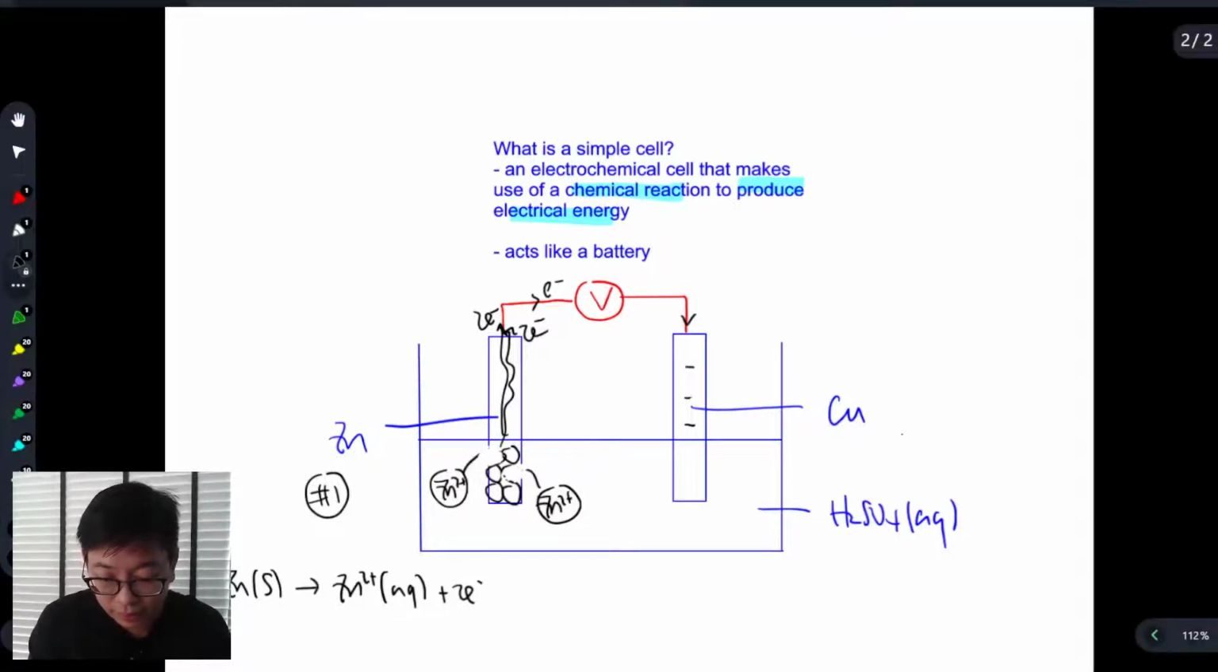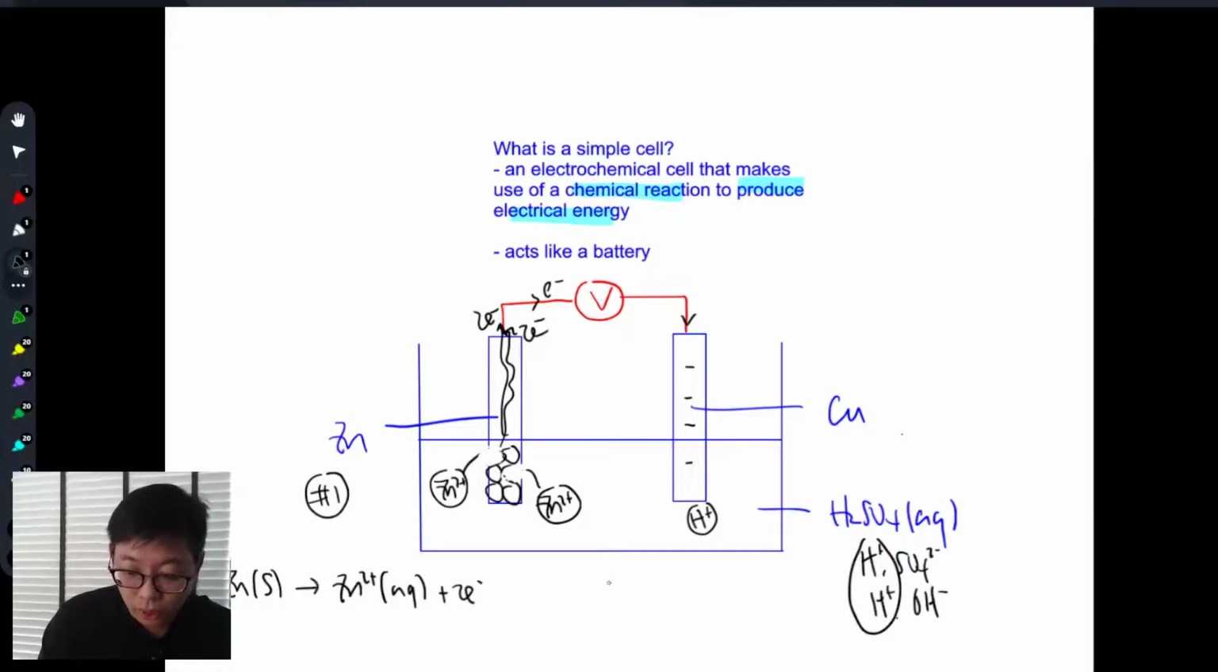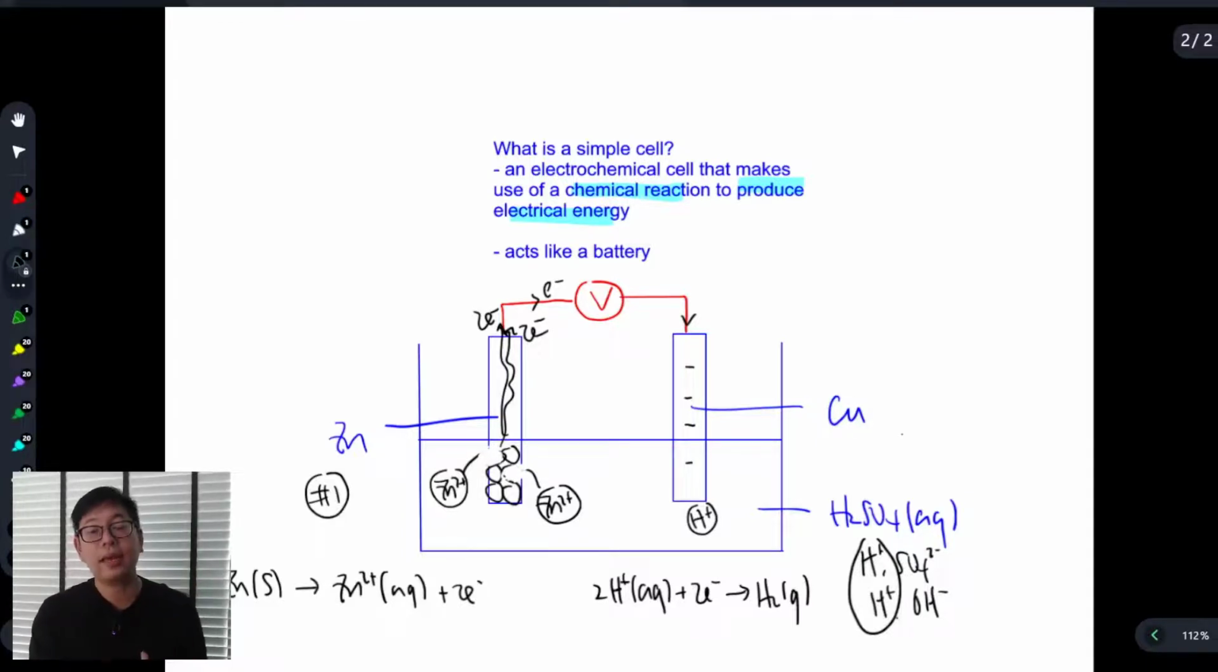On the other hand, electrons are going to flow into copper, and as a result, copper becomes negatively charged. This will attract your cations. If you think about the ions present in sulfuric acid, it's H plus, SO4 2 minus, H plus, OH minus, and the cation that will get discharged is H plus. Hydrogen ions, H plus, in aqueous state, will gain electrons to form hydrogen gas. So that's your equation at the copper electrode.